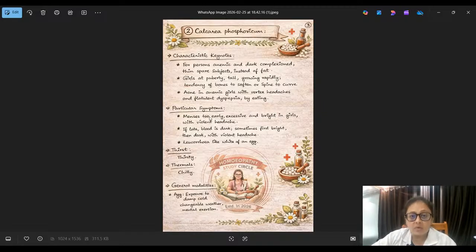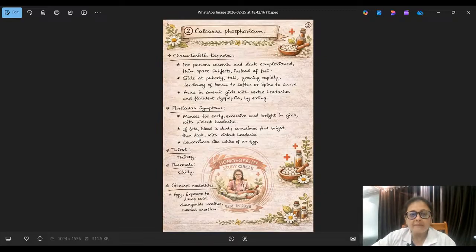If the menses is too early and excessive, it is bright. If the menses is late, it is dark. So it can be given for both conditions. That is epimenorrhea also at puberty, and also oligomenorrhea when it is delayed. Blood is dark. Sometimes first bright, then dark.